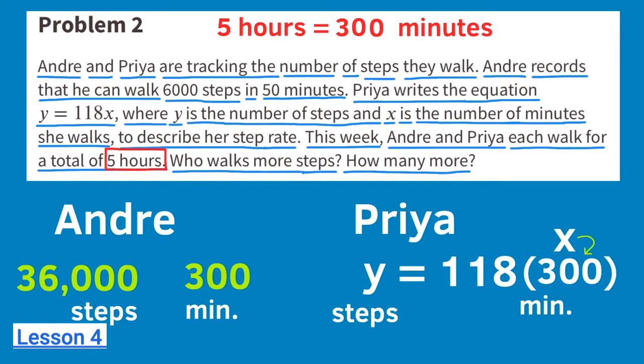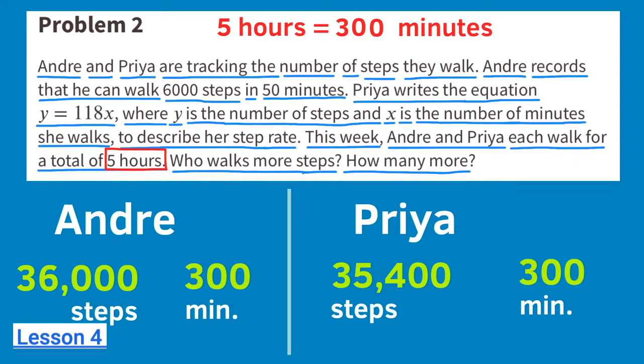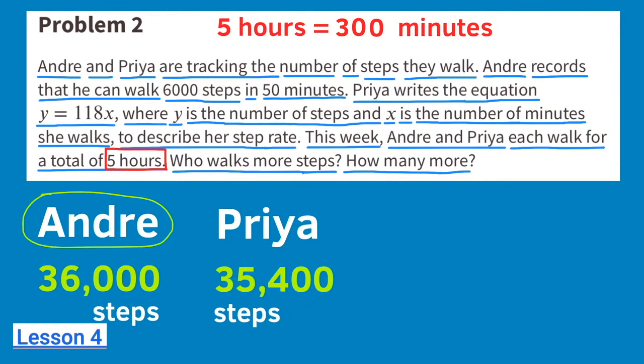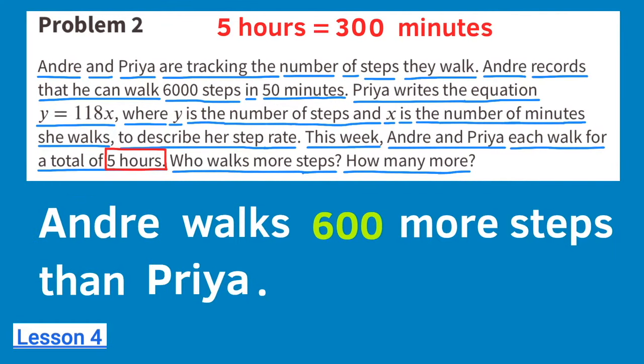In Priya's equation, x represents the number of minutes, and since she's going to be walking 300 minutes, we need to multiply 118 times 300 minutes. 118 times 300 is 35,400. For Priya, that's 35,400 steps in 300 minutes, or 35,400 steps in 5 hours. Andre walks the most steps. Andre's 36,000 steps minus Priya's 35,400 steps means Andre walked 600 more steps than Priya.